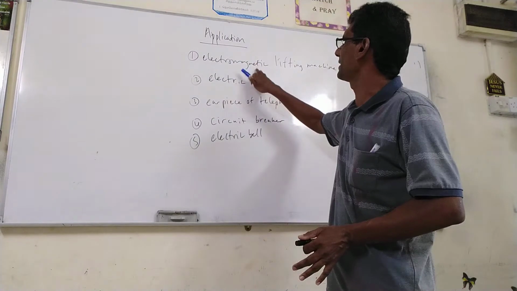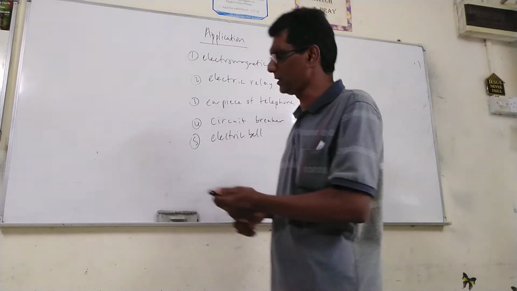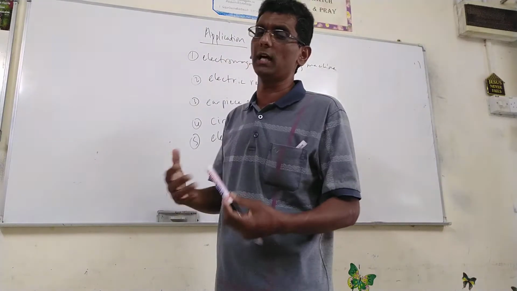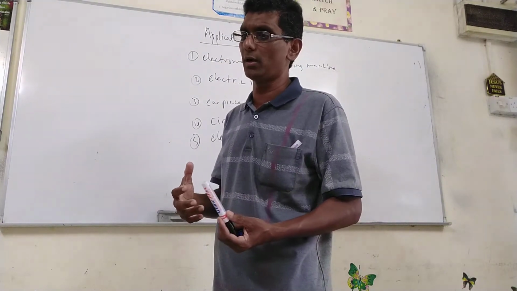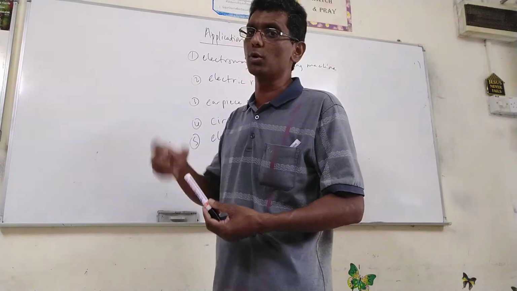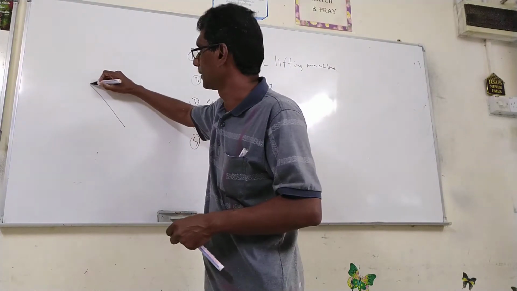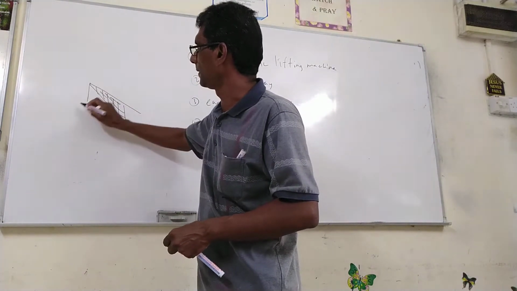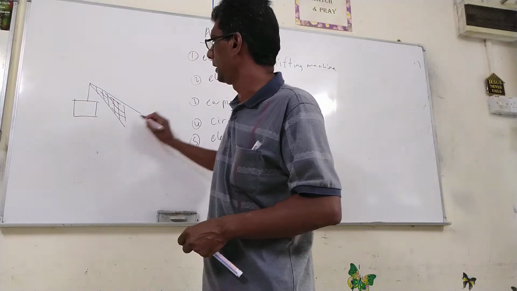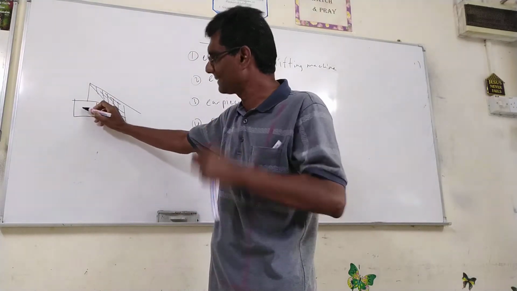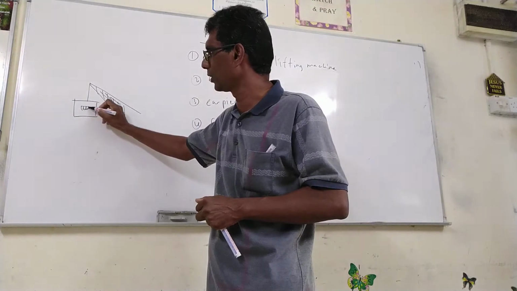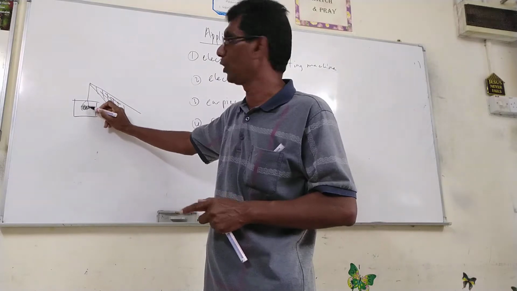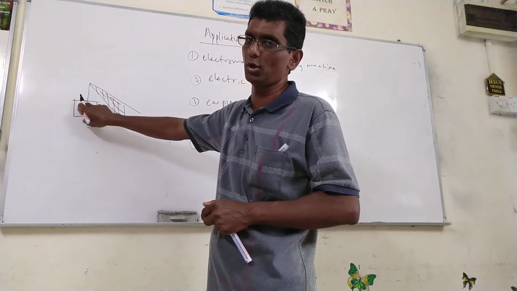Here, the electromagnetic lifting machine. You have seen something like this. We call it besi buruh, the old iron. Something like a crane. Inside there is a soft iron core with a coil, we call it a soft iron core with a solenoid.